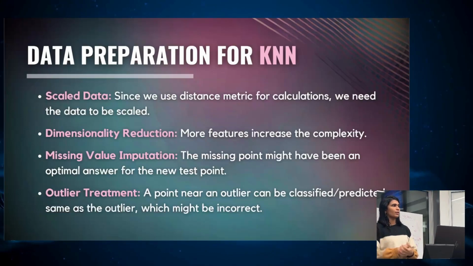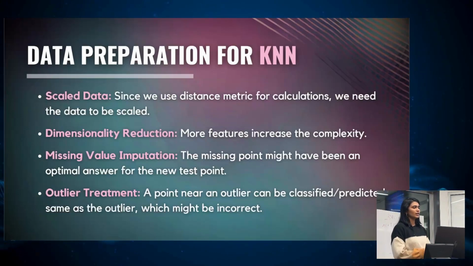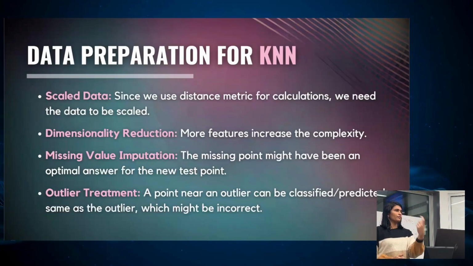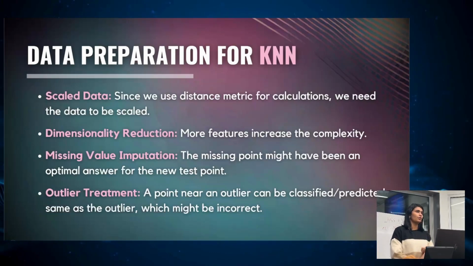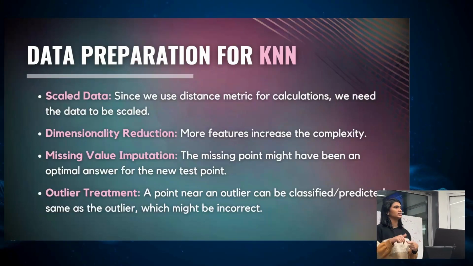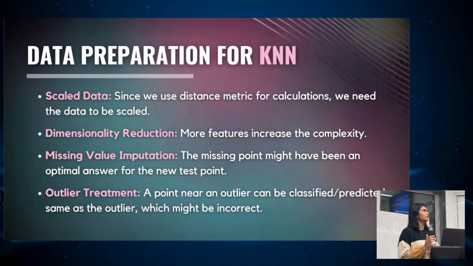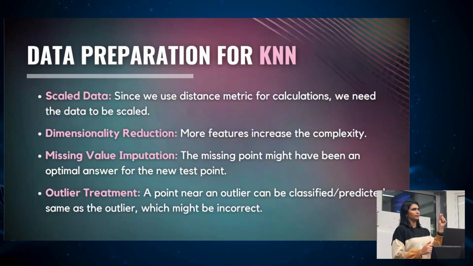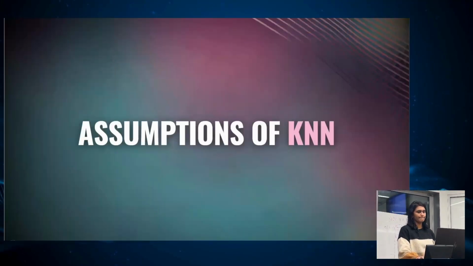So you need to reduce the number of features as much as possible. The next thing is missing value imputation. Even one missing value can have an impact on the output, so you need to consider how you're going to treat the missing values. And the last thing is outliers. Like I said, this algorithm is very, very prone to outliers, so it correctly needs to be classified as an outlier, right? So that also we will look into.